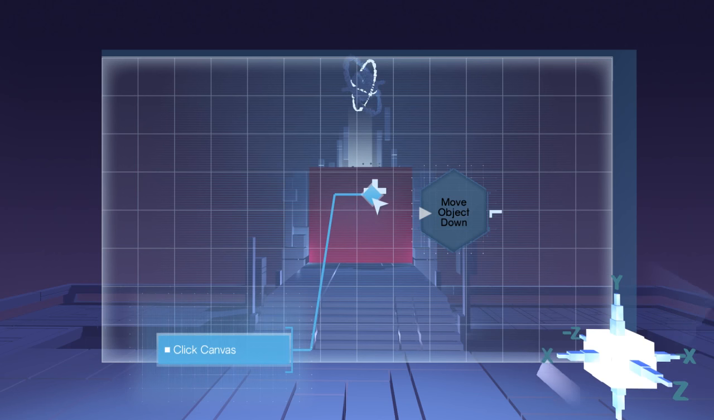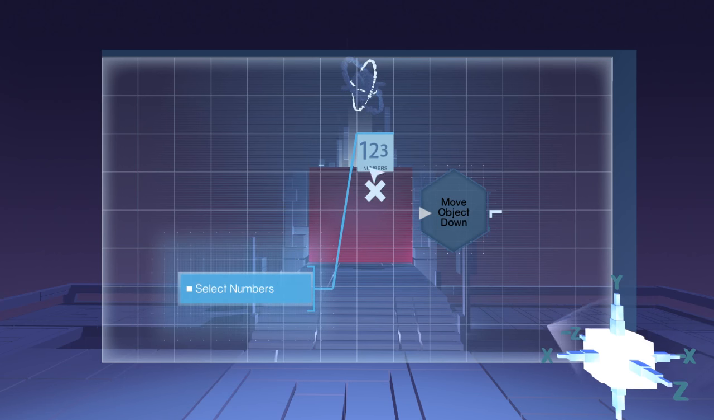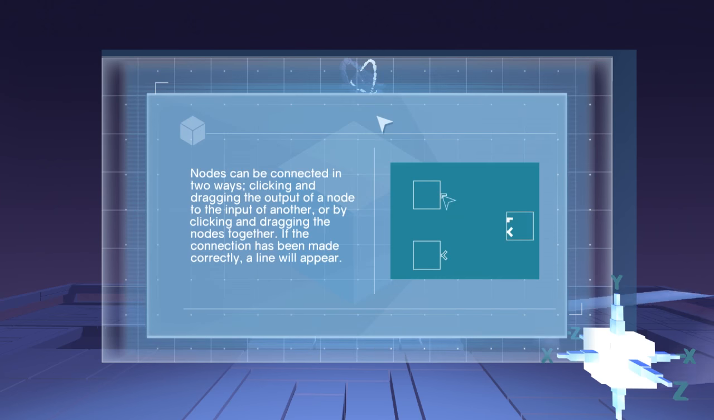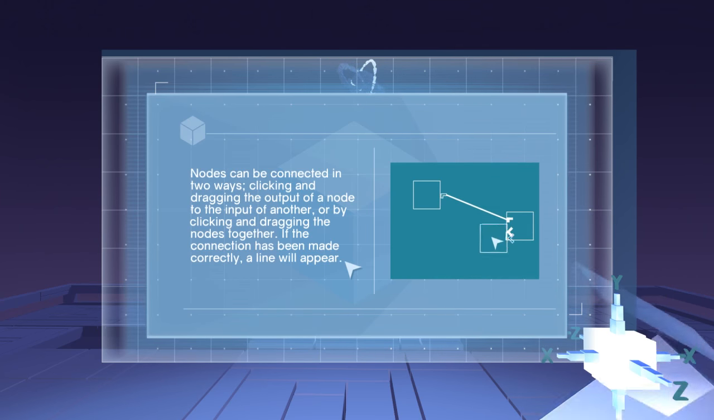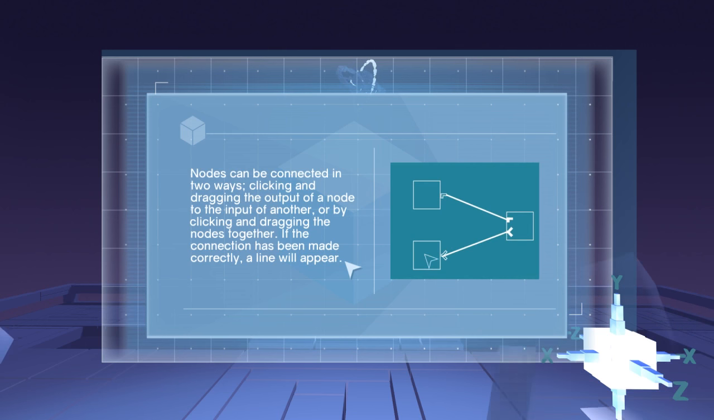This is how we create a node. Select numbers. 10. Nodes can be connected in two ways. Clicking and dragging the output of a node to the input of another, or by clicking and dragging the nodes together. If the connection was made correctly, the line will appear. So it shows a guy dragging a line to connect them, and it shows somebody physically drag the node over to touch them together also.